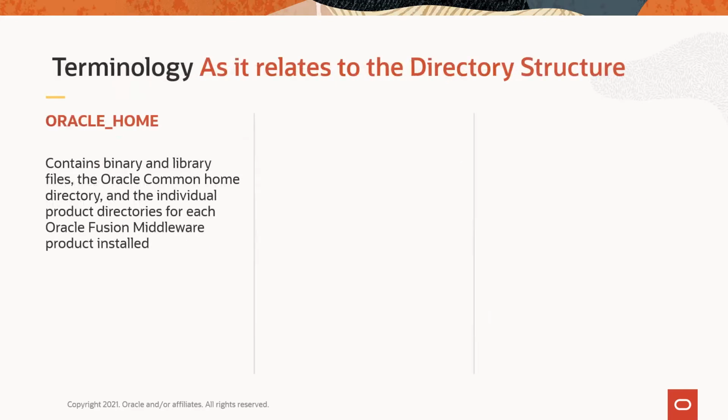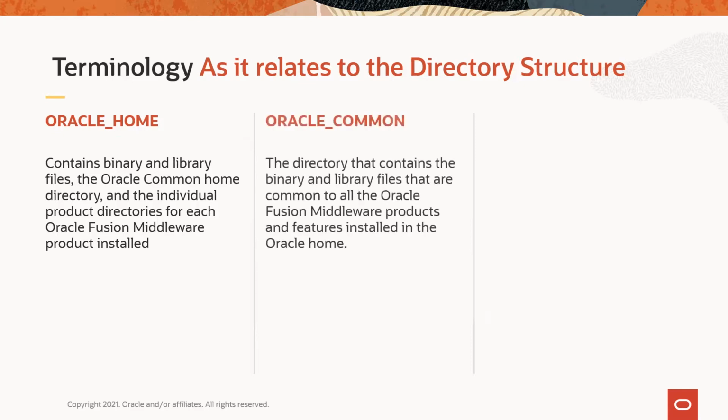The Oracle Home is created for all the Oracle Fusion Middleware products on the host computer. It is a read-only directory that contains the binary files and libraries of the Oracle Common Home directory and the individual product directories for each of the Oracle Fusion Middleware products installed. It is a directory in which you will deinstall and install your software. This directory will include the Oracle Fusion Middleware infrastructure and the Oracle Access Management components.